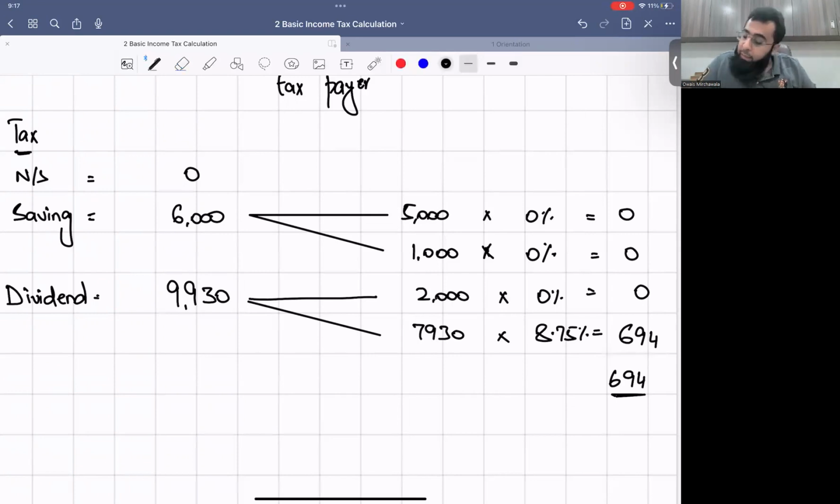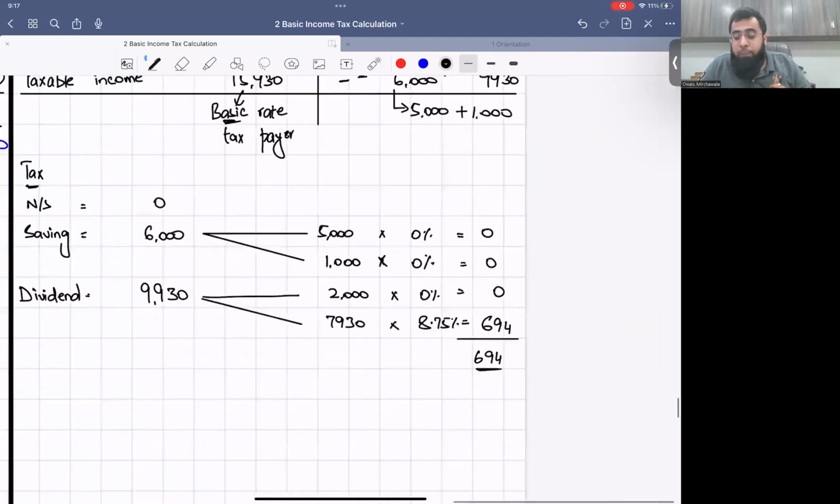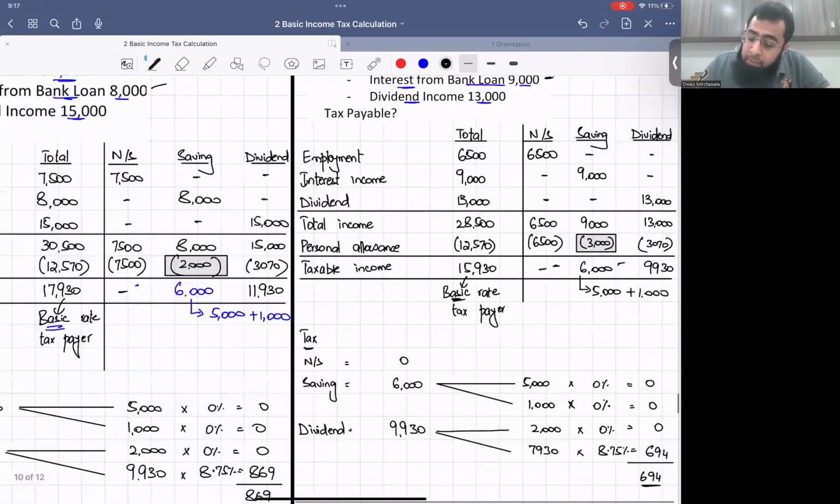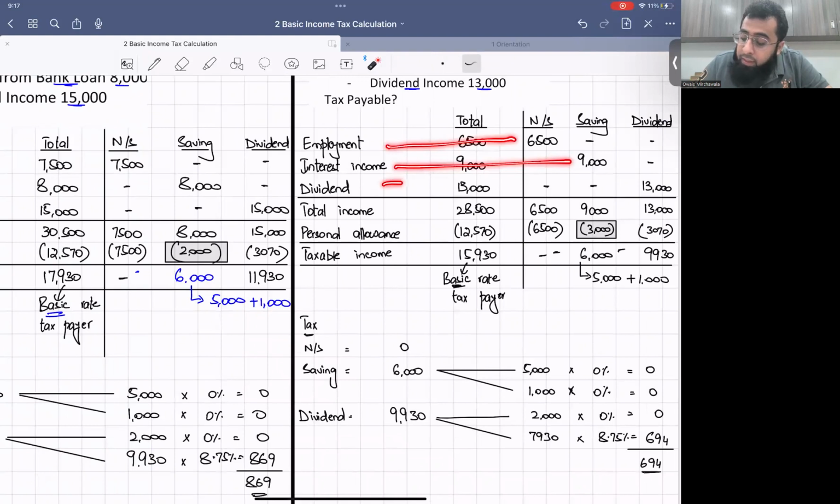Okay, so let me repeat it again. Just a routine question. We classified the incomes in their relevant heads, non-saving, saving, and dividend. We added them to arrive at total income. We used the personal allowance first against non-saving. Then the second priority is saving income. But since some portion of saving income was already covered at 0%, we didn't waste our personal allowance and we moved towards dividend.